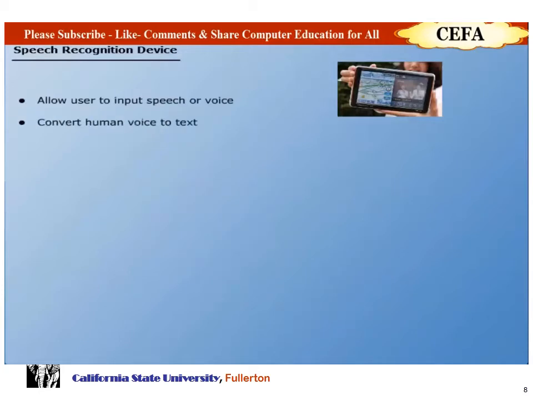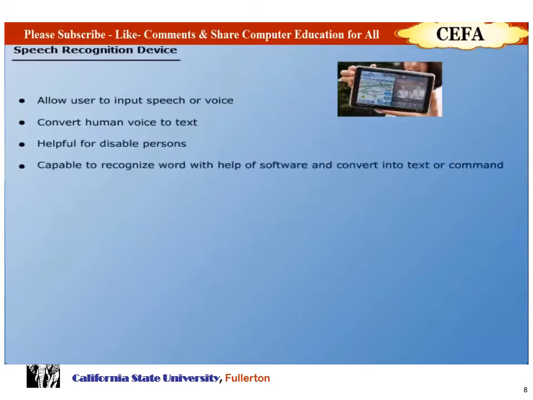Speech recognition device. Speech recognition allows a person to input data to the computer through speech. Speech recognition device converts the human voice into text. This device is especially helpful for disabled people. Speech recognition has the capability to first recognize words with the help of software or a device and then convert it into text or command.